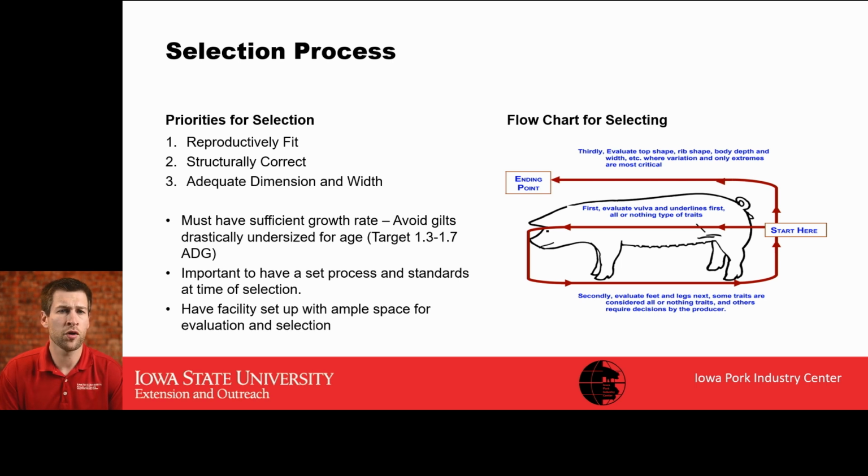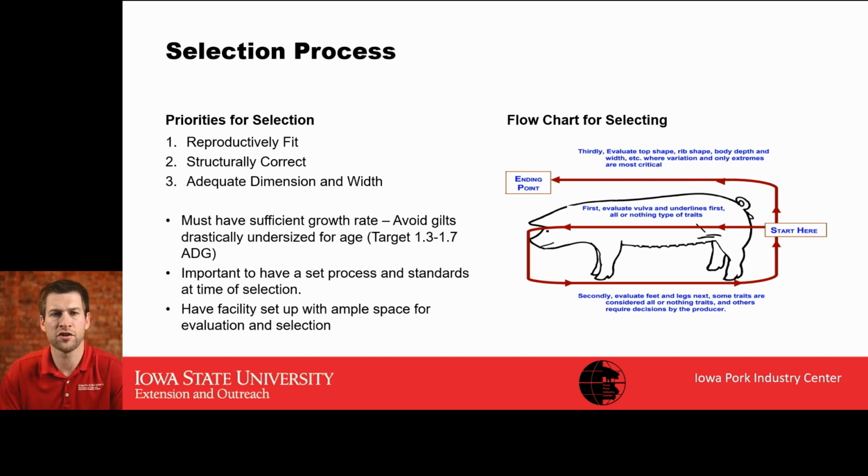And then the third priority would be finding ones that have an adequate dimension and width. So obviously, we don't want to be selecting gilts that are going to be a little bit more difficult fleshing, harder to keep body condition on. Ones that aren't as apt to get up and eat when they're in lactation, to be able to keep body condition on going through lactation. So having ones that have enough adequate width and dimension is going to be important from a selection process.